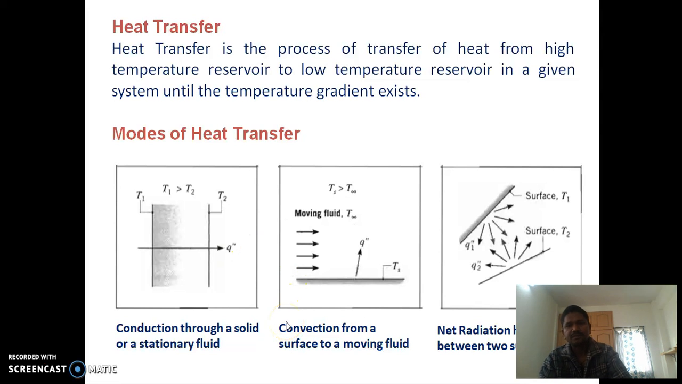Similarly, in convection heat transfer, convection takes place from a surface to a moving fluid or vice versa. Rate of heat is transferred from a surface to moving fluid. Okay. And there is a temperature difference between surface and the fluid. Okay. Next one is the radiation heat transfer. Radiation between two surfaces exists until there is a temperature gradient. Okay, these things we will discuss in detail in the next slide.